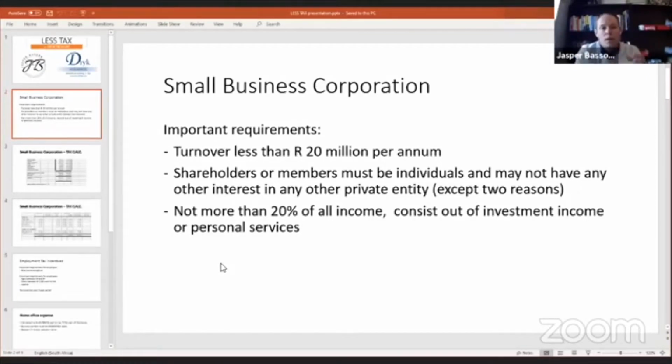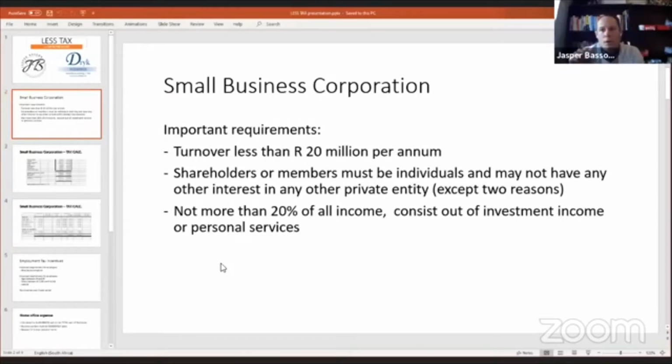is the status of a small business corporation. So just some ideas and some requirements around small business corporation. A small business corporation is not something apart from a company or closed corporation. It's something that can be implemented or activated on your tax return when you submit your income tax return for either a private company or your closed corporation. So those are two entities that you can use for a small business corporation.